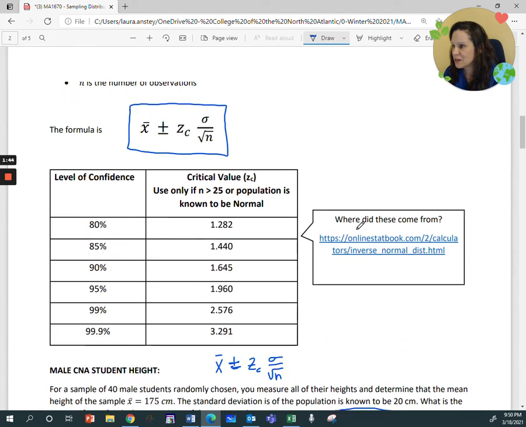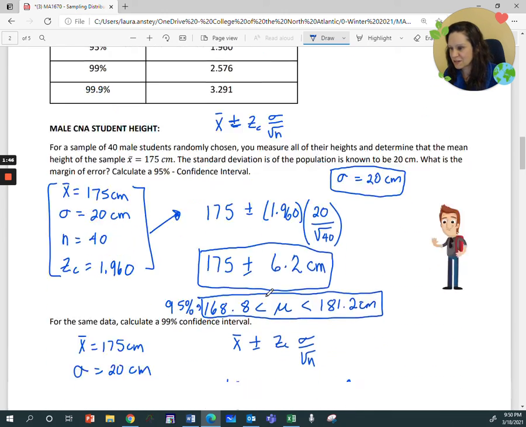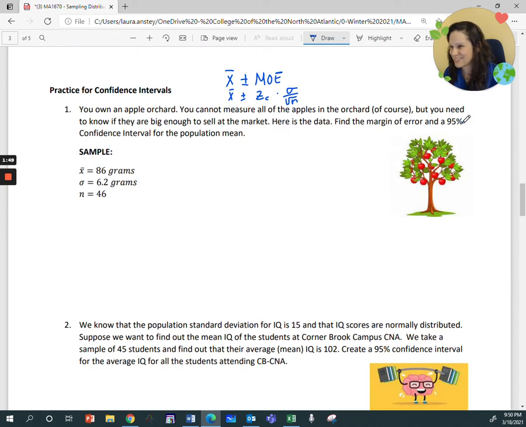Scrolling up, 1.96. What a memory. Z critical is equal to 1.960. Of course, you don't really need that zero there for our computation. And we have x bar is 86 plus or minus, let's see what that margin of error is, 1.960 multiplied by 6.2 divided by the square root of 46. And of course, that's still going to be 86 grams plus or minus.